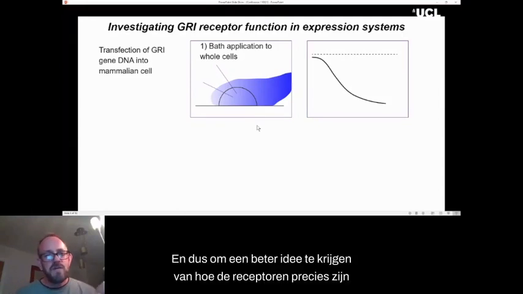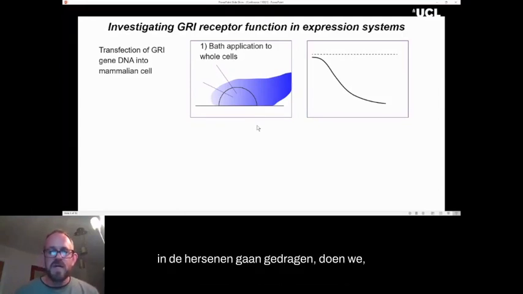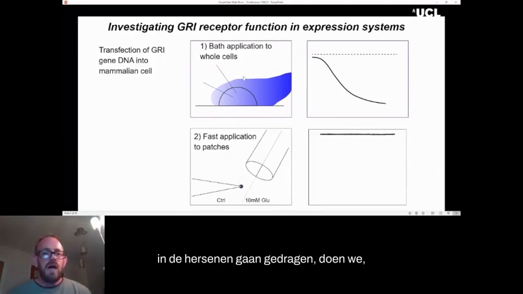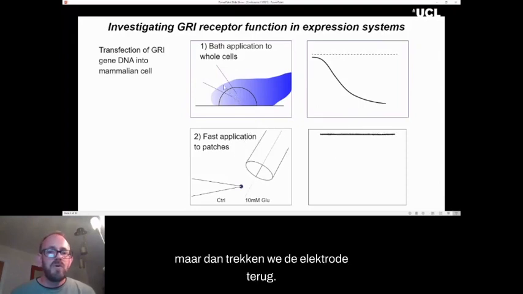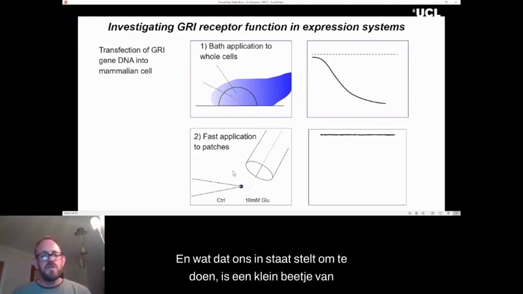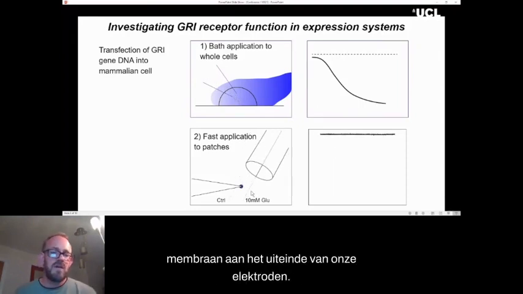And so to get a better idea of exactly how the receptors are going to behave in the brain, we go to the same situation as this, where we have access to the cell, but then we pull the electrode back. And what that allows us to do is get a tiny little bit of membrane on the end of our electrode.